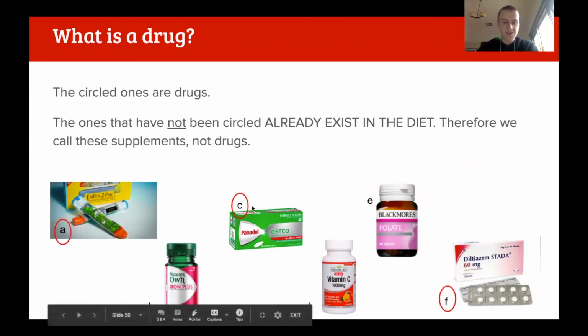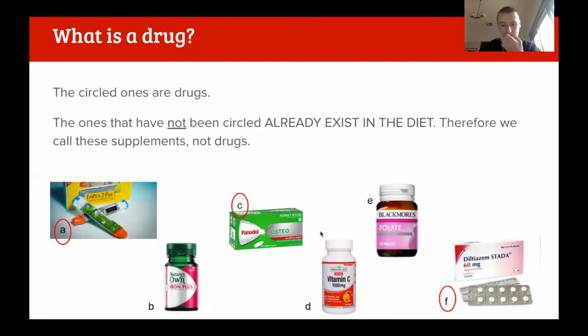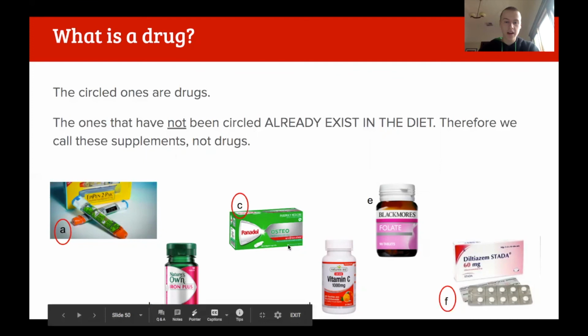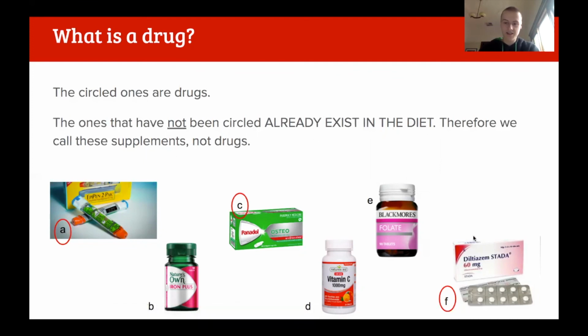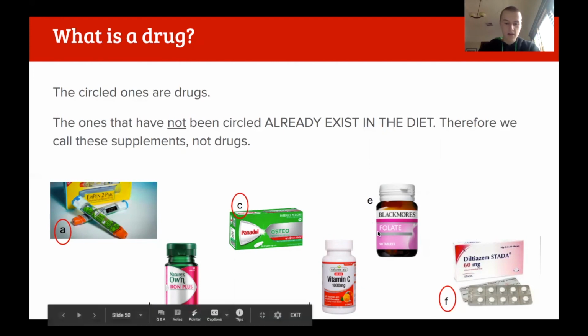So in other words, all these circled ones here, we would call these drugs, while the non-circled ones are not considered drugs. And the reason for that is that the circled ones don't exist naturally in our diet, and they do satisfy the first criteria, which is they change the way our cells work. The other ones, so B, D, and E, these all naturally exist in the diet. It's just that they've been concentrated into these, what we call dietary supplements here.